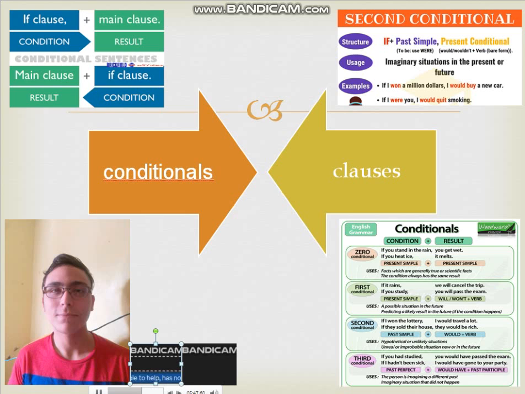They can also be formed like this. If plus past simple plus would have plus past participle. In this case, the condition is in the second conditional and the consequence is in the third conditional, which means that the condition is a hypothetical situation and the consequence is something that has already happened. If you really wanted to come, you would have found the way. If you weren't so scared of everything, you would have enjoyed the film.